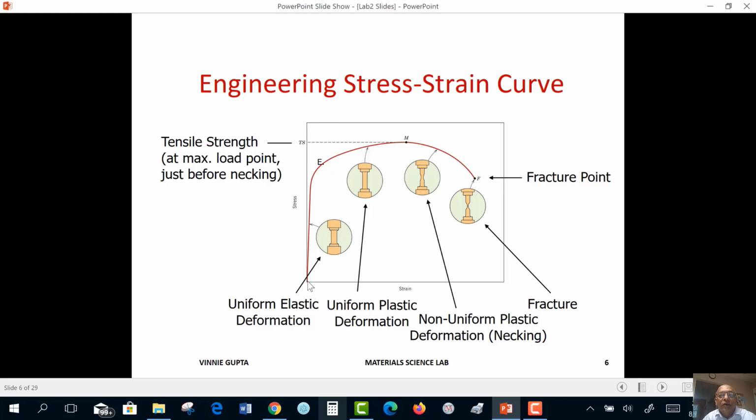So from O to E, no plastic deformation. From E to M, uniform plastic deformation. From M to F, non-uniform plastic deformation. But throughout, we are having elastic deformation. So elastic is not just from O to E.